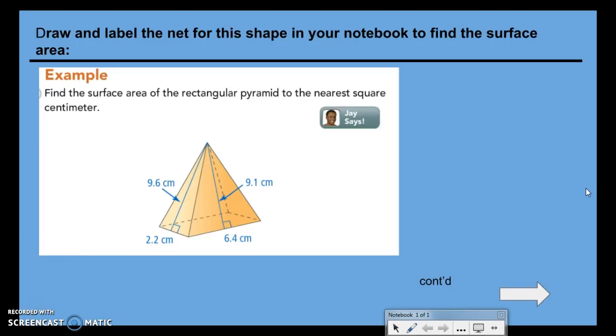We're not always going to have a square base. Some pyramids are not going to be equal. Sometimes you're going to have a rectangular base. So again, you have to read your questions. We are finding the surface area of the rectangular pyramid. So we know, since it's talking about a pyramid, that we are only going to have one base.